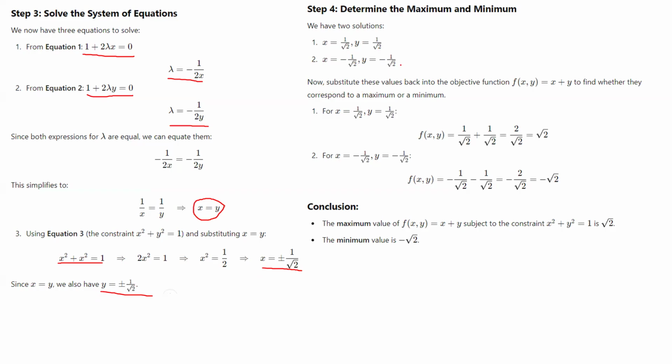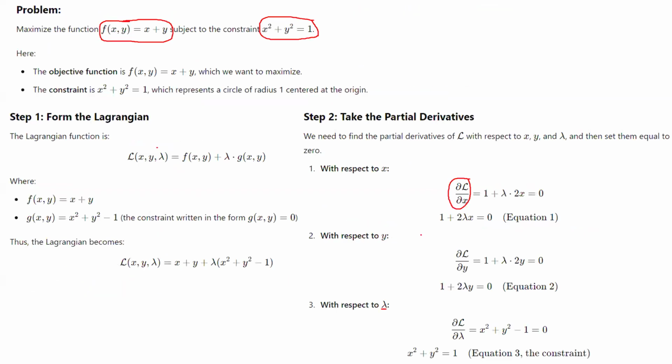Now we substitute these values in the given function x plus y. So f(x, y) is root 2, and for the other point f(x, y) becomes minus root 2. So the maximum value of f(x, y) subject to the constraint is root 2, and the minimum value is minus root 2. Okay, sorry, I think I misspoke here.